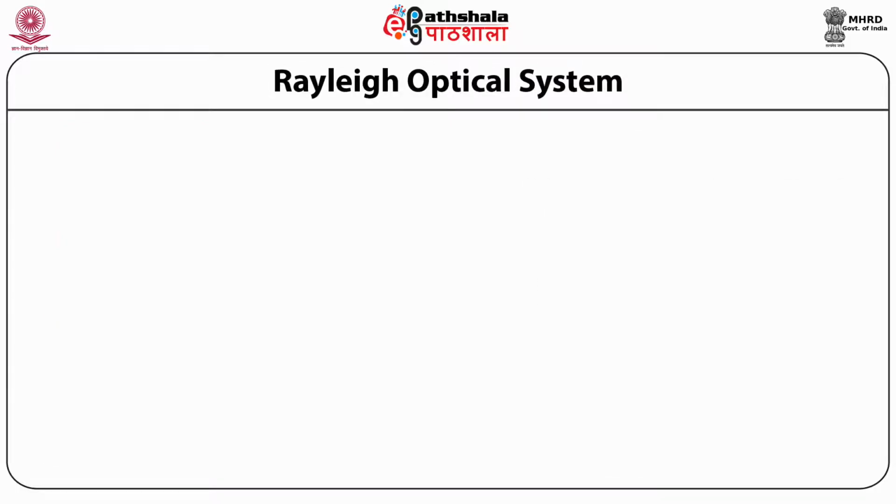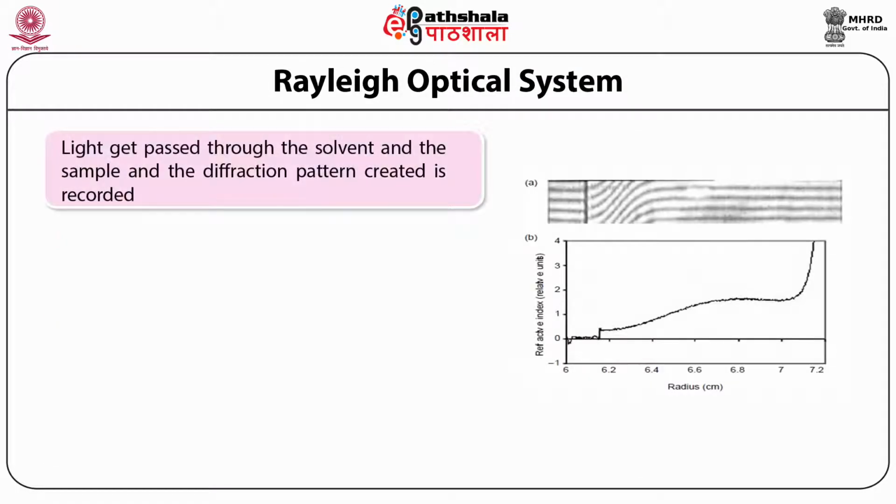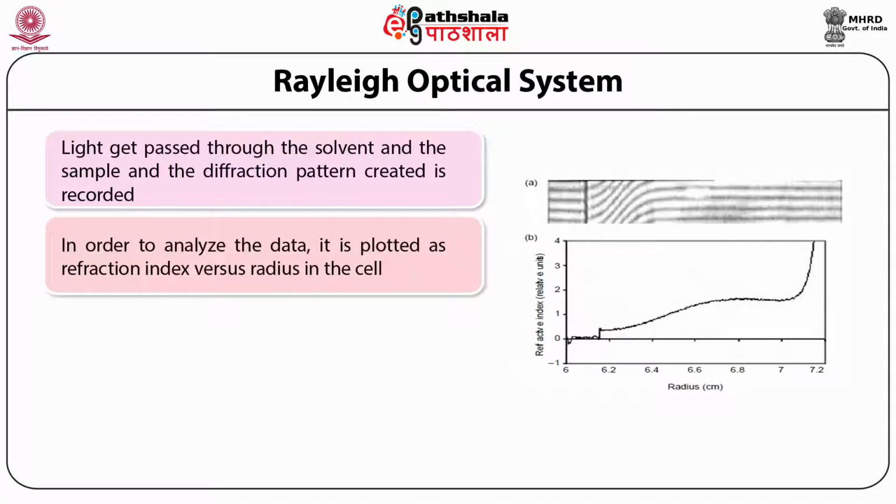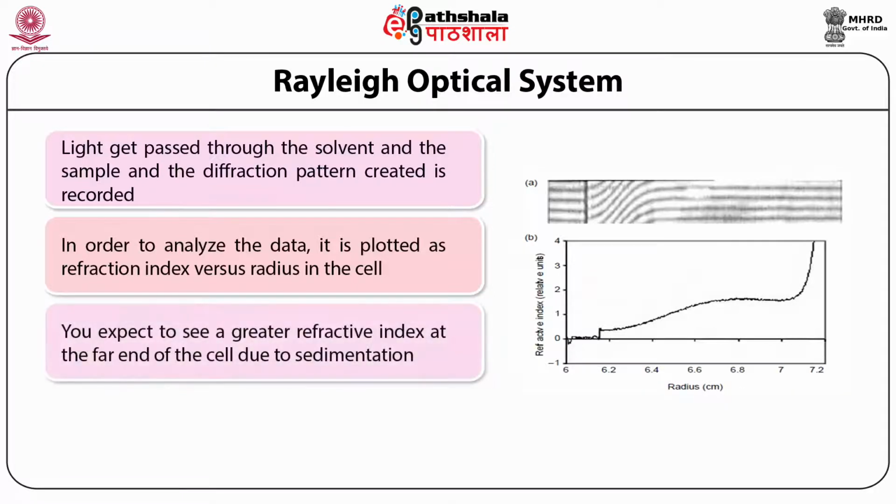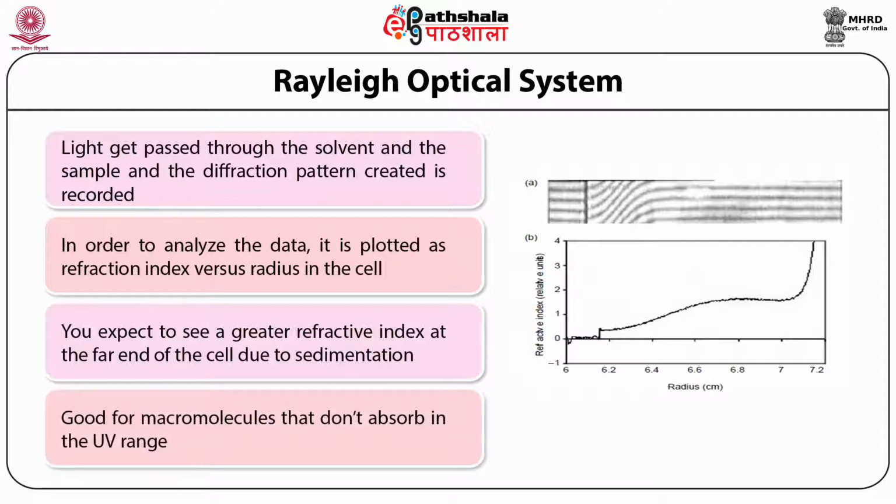In the Rayleigh optical system, light is passed through the solvent and sample, and the diffraction pattern created is recorded. In order to analyze the data, it is plotted as refractive index versus the radius of the cell. You expect to see a greater refractive index at the far end of the cell due to the sedimentation, as you can see here in the graph, and it is good for macromolecules that do not absorb in the UV range. So the Schlieren optical system has its own advantage and the Rayleigh optical system has its own advantage.